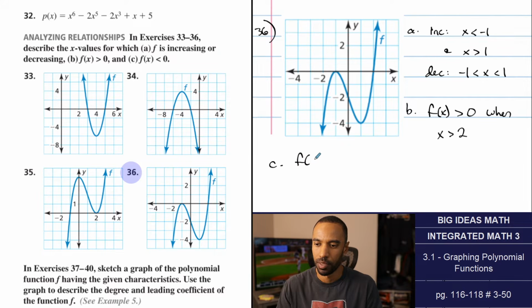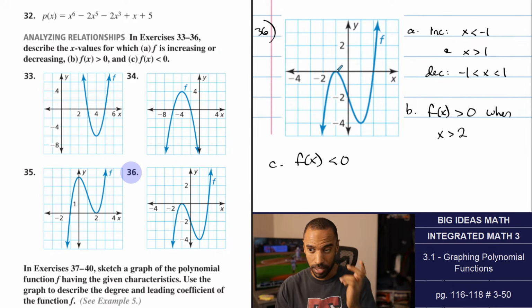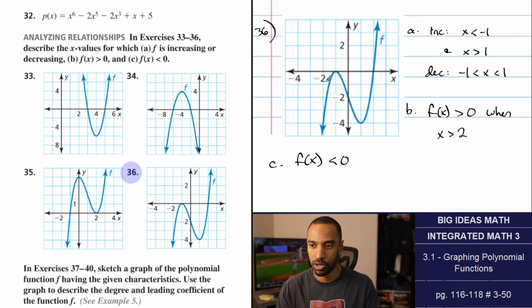Part C, when are we less than 0? Remember, we're not less than 0 here, but we are less than 0 here, even though we're increasing. We're negative here when x is less than -1, and we're negative here all the way up until x equals 2. So from -1 to 2, we're negative.